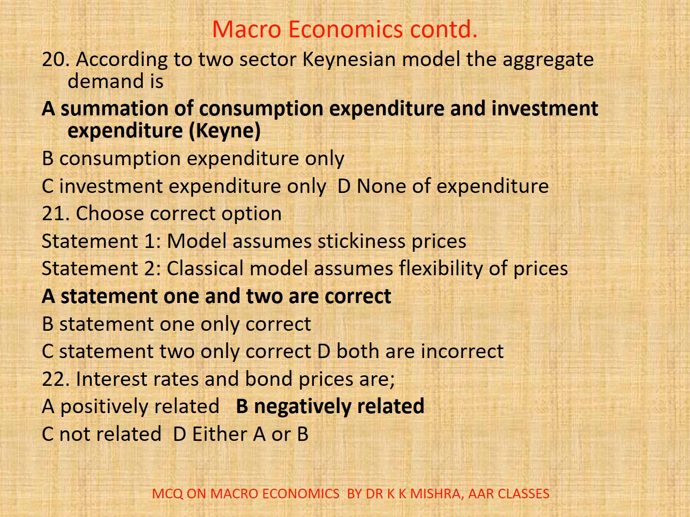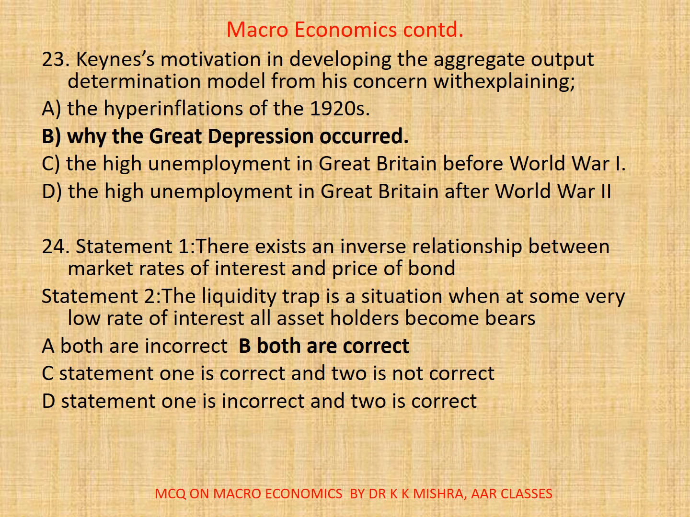22. Interest rates and bond prices are A. Positively related, B. Negatively related, C. Not related, D. Either A or B. The correct option is B. Negatively related.